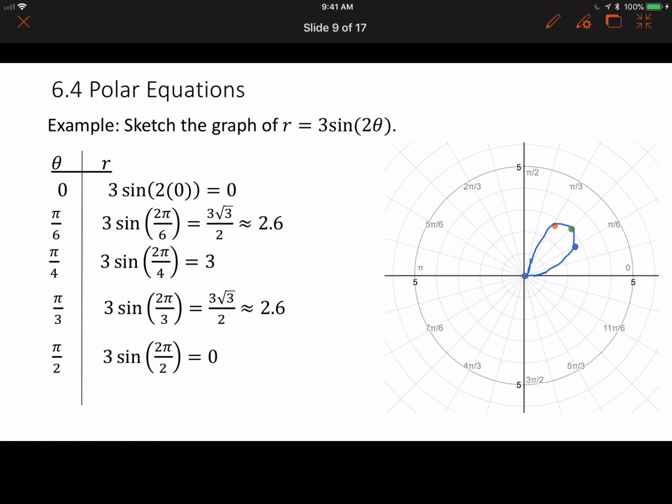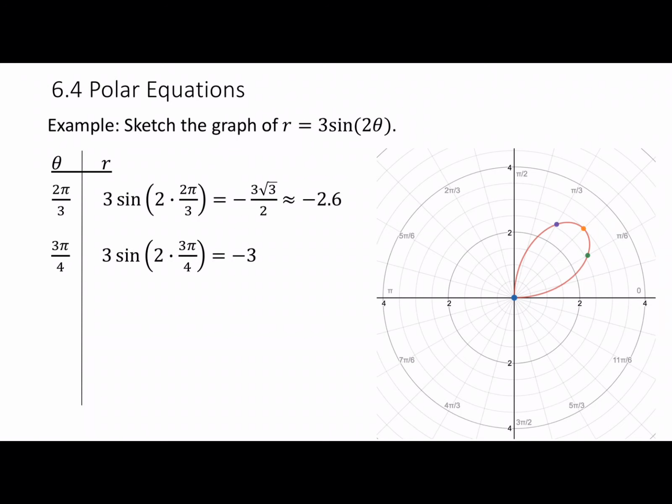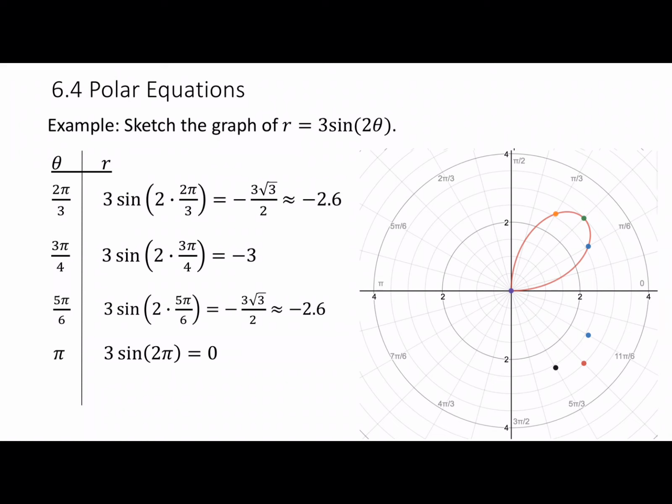Now we can keep going, so I'm going to turn the page. And so here's the first loop that we sketched. I'm just going to show you the next values. So let me show you all of them and then we'll plot those points. So you notice when theta was 2 pi over 3, that's in quadrant 2, I got a negative 2.6 for r, which shoots me down into quadrant 4. Okay, so that was this black point here.